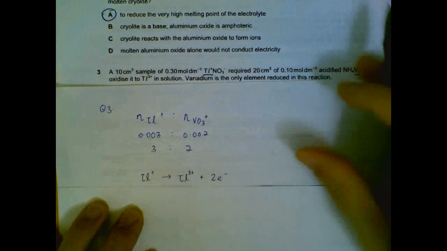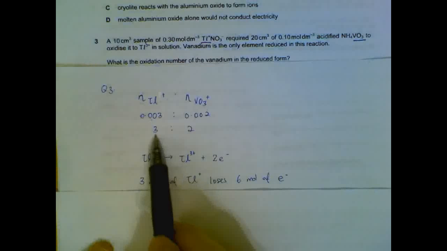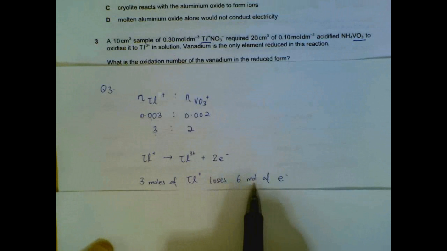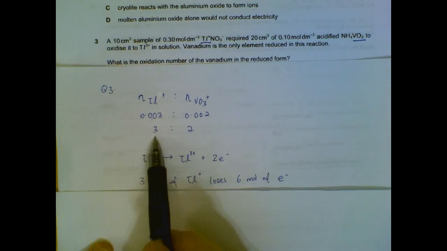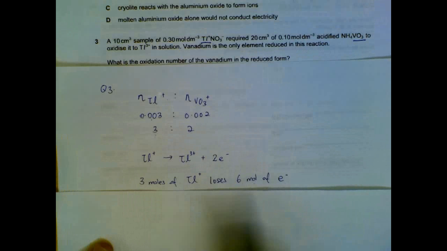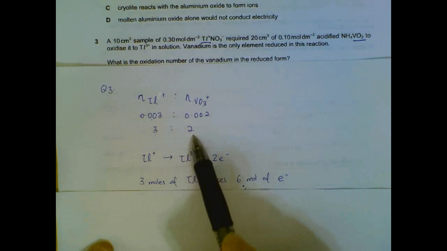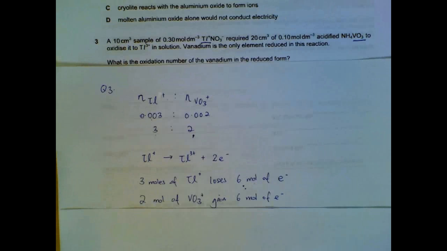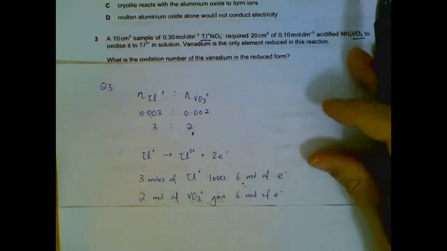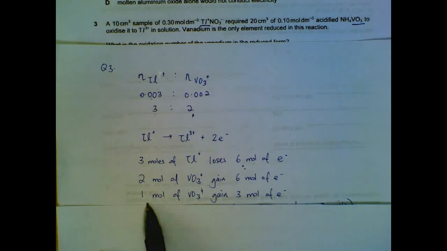Once we have the information here, we can express it in a statement form. So 3 moles of Tl+ will lose 6 moles of electrons, because 3 moles are involved, and for every 1 mole, 2 moles of electrons are lost. And where do these 6 moles of electrons go to? The 6 moles of electrons will be gained by these 2 moles of VO3-. We can simplify further. 1 mole of VO3- will then gain 3 moles of electrons.